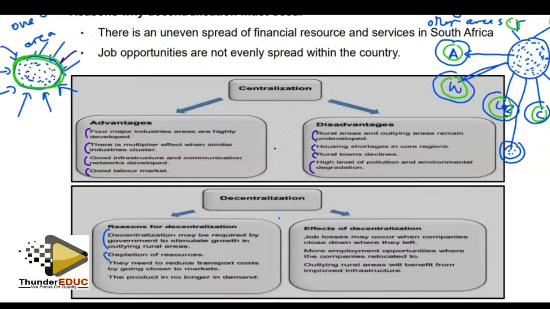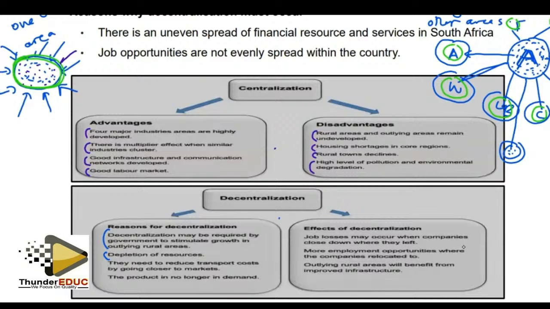What could be the effects of decentralization of industries? They say job losses may occur when companies close down where they left. Remember, if companies are moving away from the core area, for example, at A, it means they are closing, definitely moving to other places, meaning they say jobs in these areas are going to be lost.